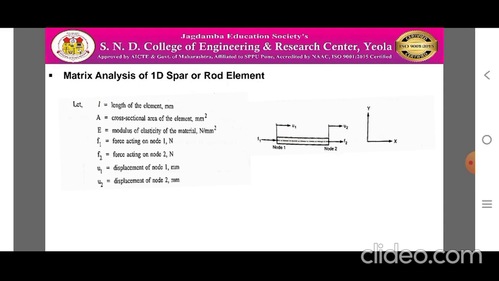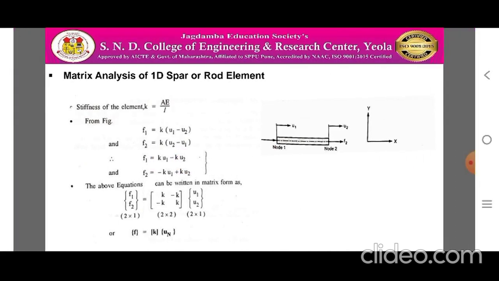Now, let L be the length of the element in mm. A is the cross-sectional area of the element in mm square. E is the modulus of elasticity of the material in Newton per mm square. F1 is the force acting at node 1, given in Newton. F2 is the force acting on node 2, also in Newton. While U1 and U2 are the displacements of node 1 and 2 respectively in mm.